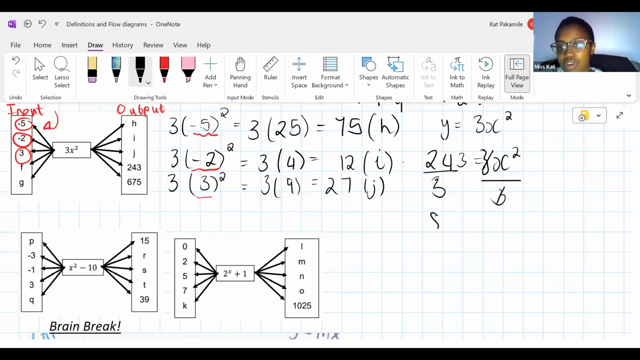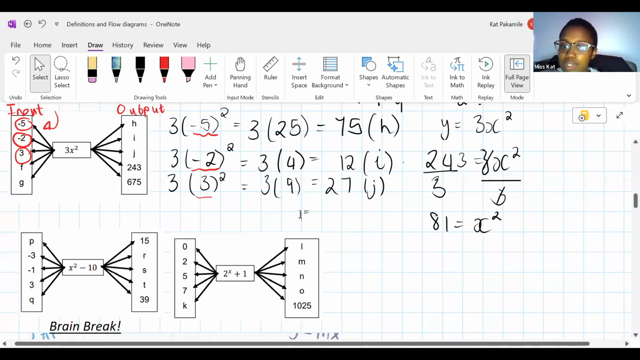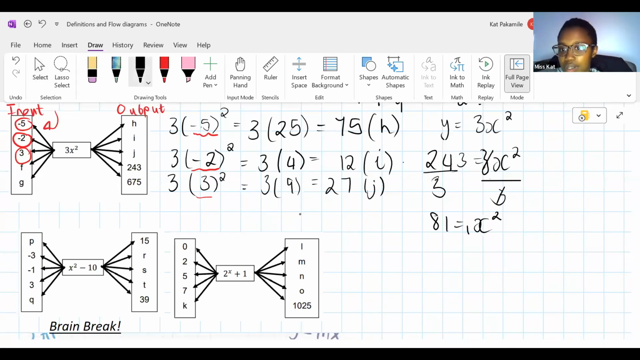How do we get rid of a squared? What's the inverse operation of squaring? I don't remember this part, ma'am. It's square rooting. Do you remember? Yeah. So you square root both sides. So then you have x is equal to, what's the square root of 81?